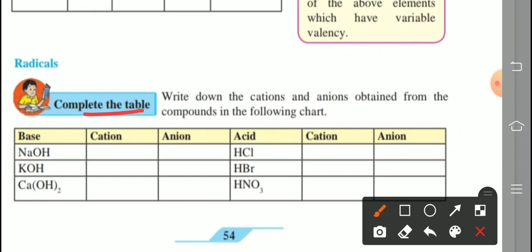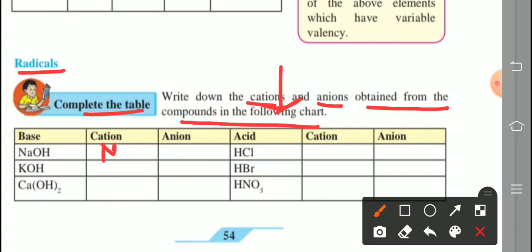Complete the table. Before that, we see the definition of radical and then we jump to this table. What is the question given? Write down the cations, meaning positive ions, and anions, meaning negative ions, obtained from the compounds given in the chart. Now NaOH. In the case of NaOH, what is the cation? That is Na+. And what is the anion? OH minus. In the case of KOH, the cation is K+ and the anion is again OH minus, like this.